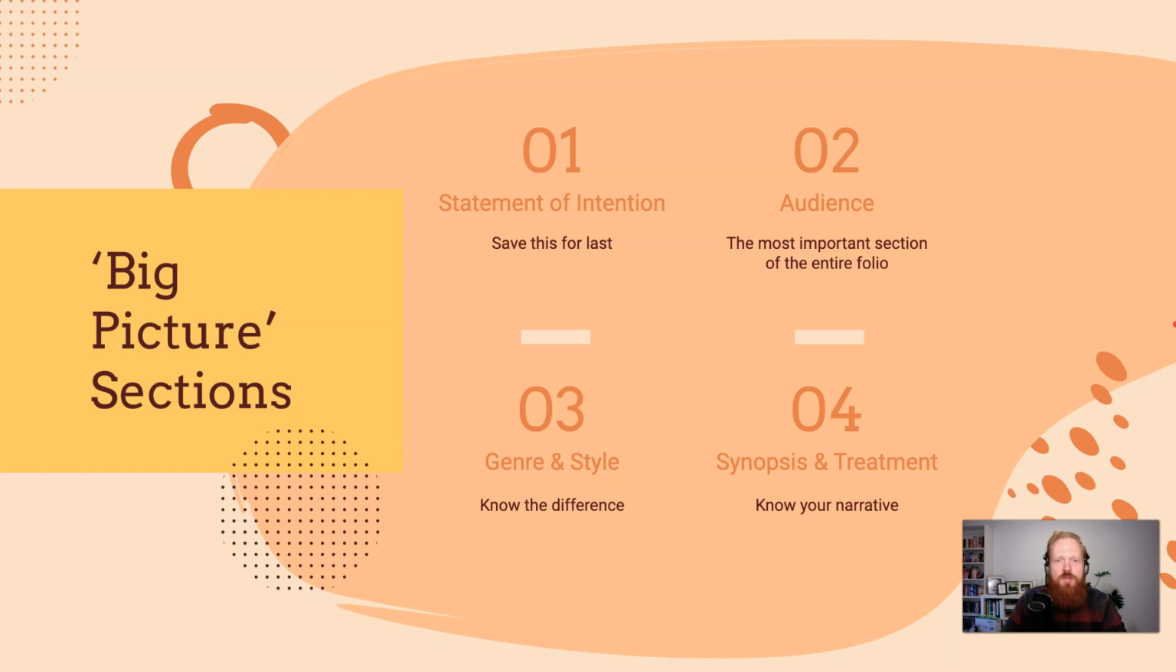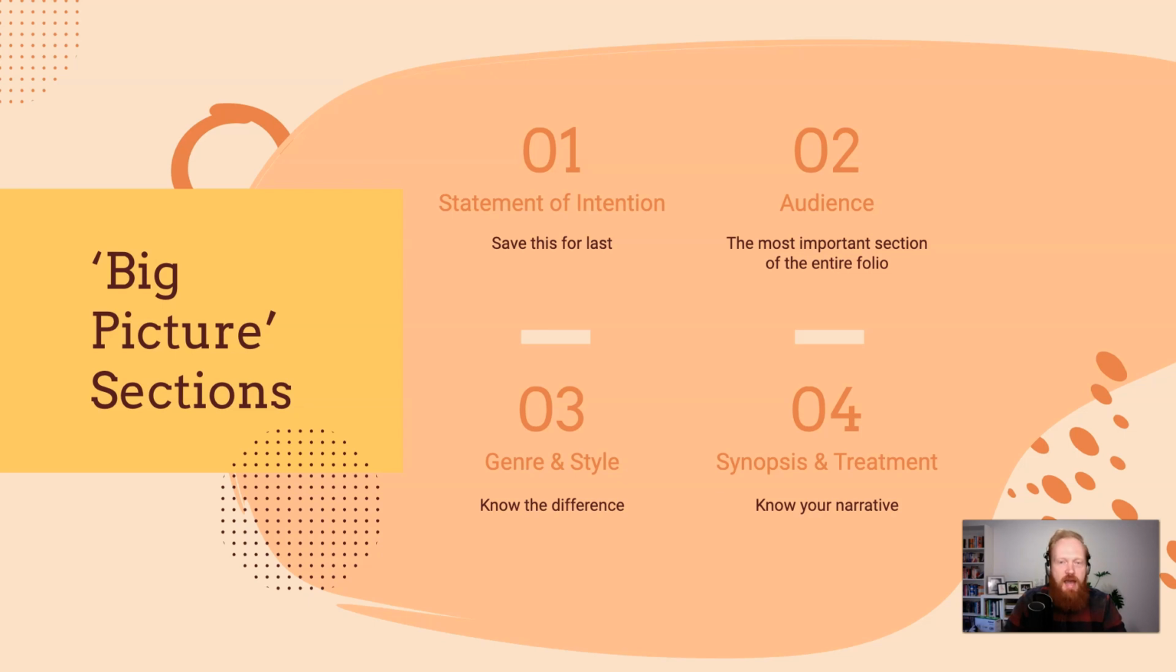So these 4 sections are the statement of intention, and while this should definitely appear first in your folio, it's probably something that you're going to write a little bit later. Once you work out the details in your actual production, you might come back to this to really work out what it is that you want to achieve.